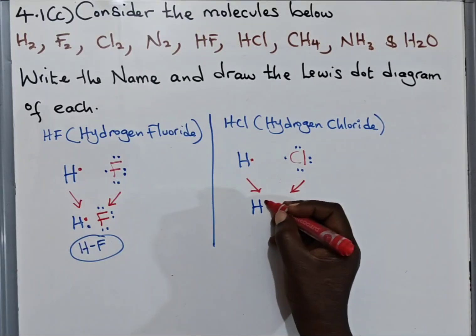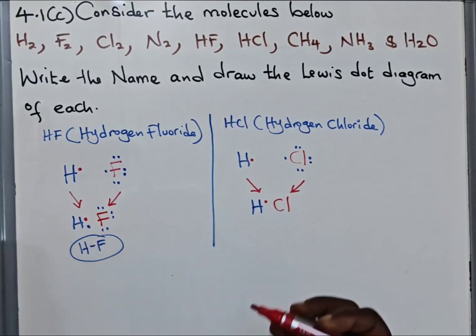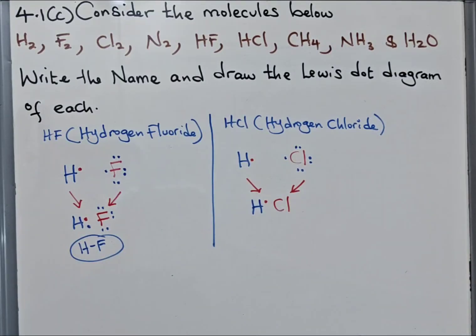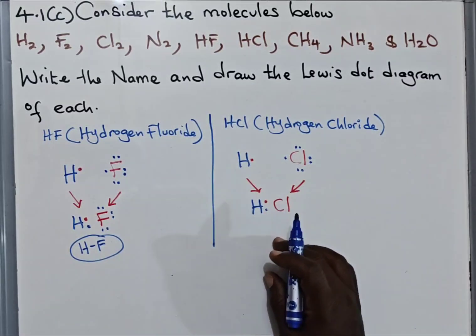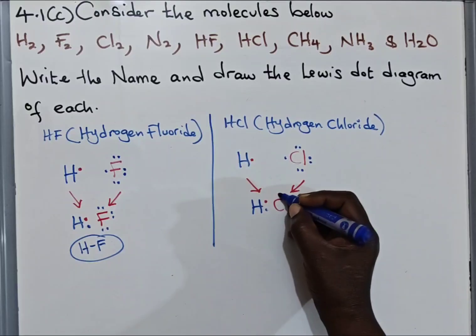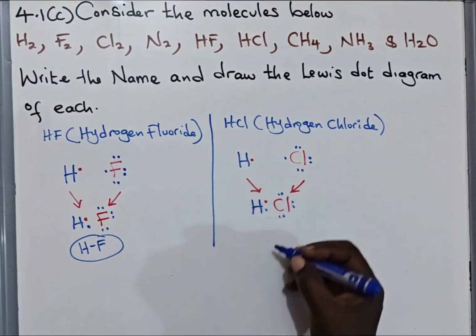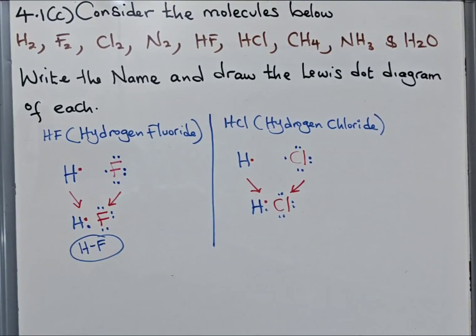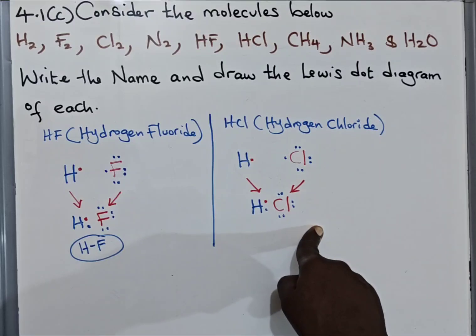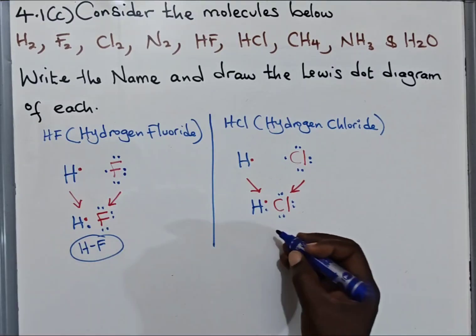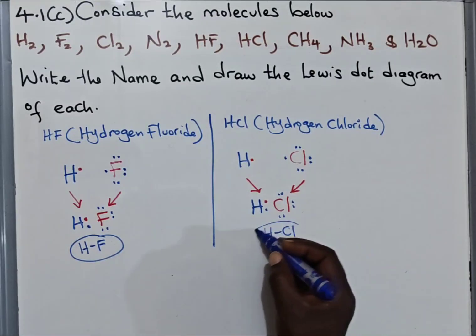1 unpaired electron here. And chlorine comes with its unpaired electron here to form a bond. Then next, you distribute the lone pairs. There are 2 here, these ones, and these ones. Yes, that is it. So what you see here is the Lewis dot diagram of hydrogen chloride. And its structure is going to be H bonded to Cl by a single bond.